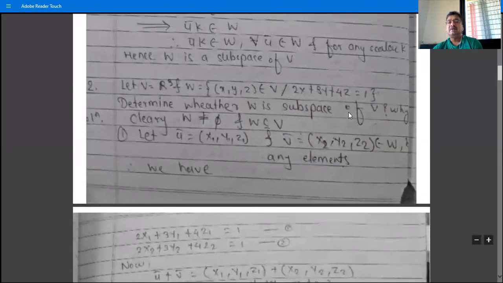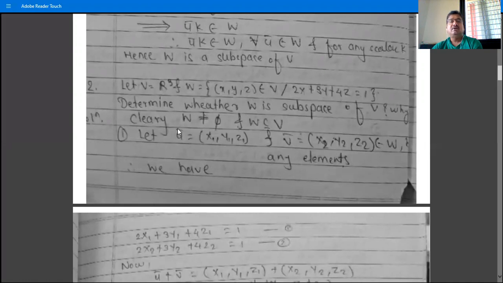The question is to determine whether W is a subspace of V. Here, W is not a subspace. Actually, W is non-empty and W is a subset of V. So we can directly write that W is not equal to phi, W is non-empty, and W is a subset of V, obviously, because the elements in W come from V. And we have elements (x, y, z) that satisfy this condition, so we have many elements with this condition. So W is not equal to phi and W is a subset of V.